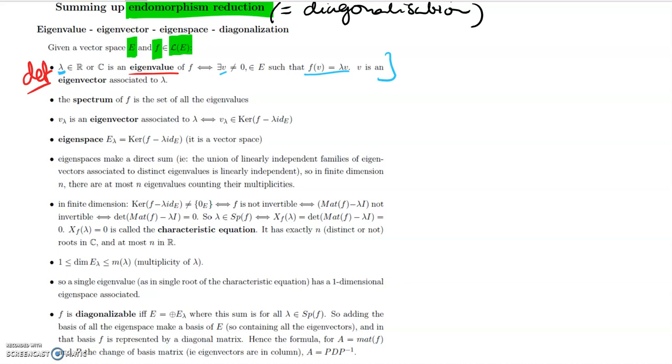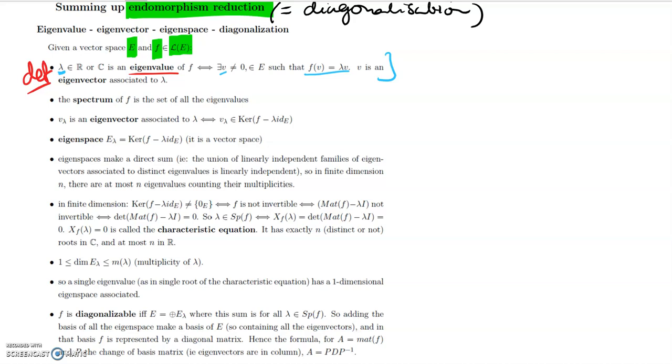Eigenvalue and eigenvector come together, right? You don't have any eigenvalue without any eigenvector, and you don't have any eigenvector without any eigenvalue, right? So they really come together. All right, so this definition, you must have already worked on that during semester 1 of this year. All right, so remember that.